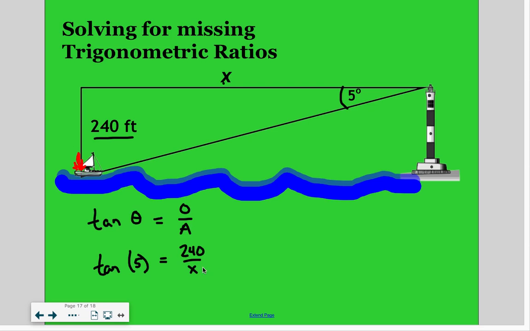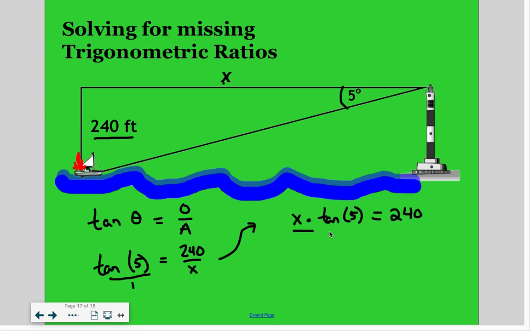Alright, now this one's kind of tricky because now the x is in the denominator, so you've got to be real careful with this. What I would recommend for a lot of you is just put the tangent of 5 over 1, and that way you can just cross multiply. So if I cross multiply, I end up with x times tangent of 5 equals 240 times 1, which is just 240.